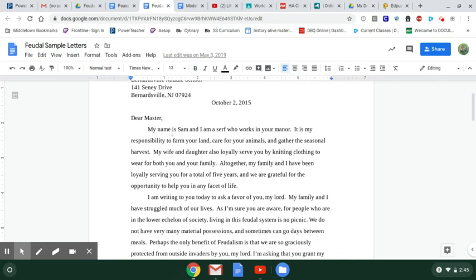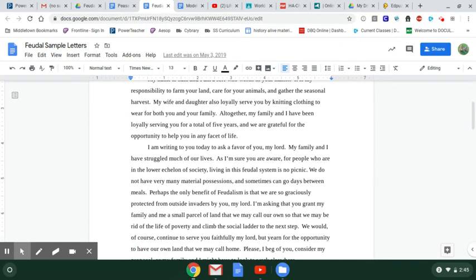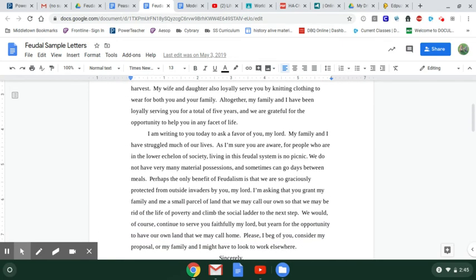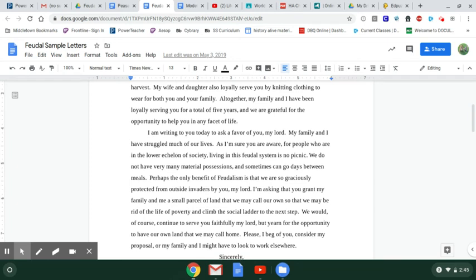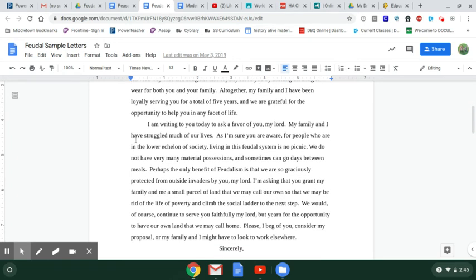Here's a good example. Dear Master, my name is Sam, and I am a serf who works in your manor. It is my responsibility to farm your land, to care for your animals, and gather the seasonal harvest. My wife and daughter also loyally serve you by knitting clothing to wear for both of you and your family. Altogether, my family and I have been loyally serving you for a total of 5 years, and we are grateful for the opportunity to help you in any facet of life.